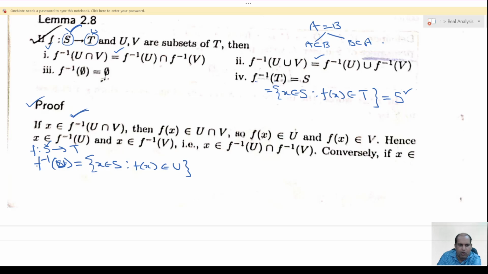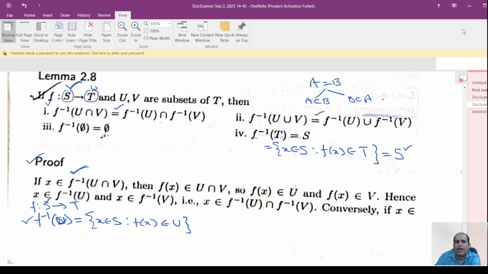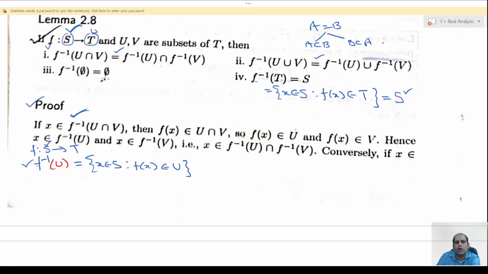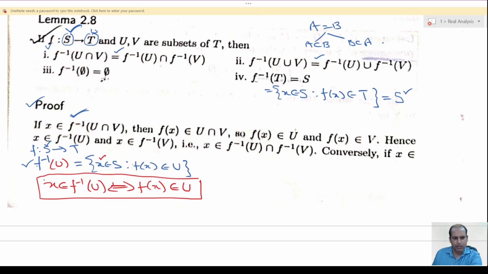So, x is a member of F inverse of U. F inverse of U is the collection of all those x from the domain S such that Fx belongs to U. So, since x is a member of F inverse U, I can rewrite that whenever x belongs to F inverse of U, this implies f of x belongs to U. Just use this definition again and again, and you will get an idea of this proof.